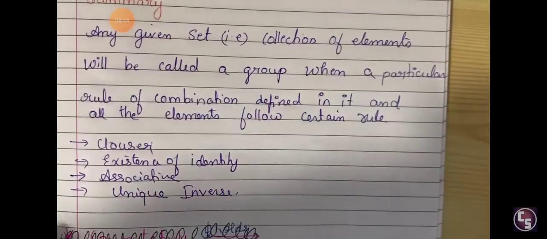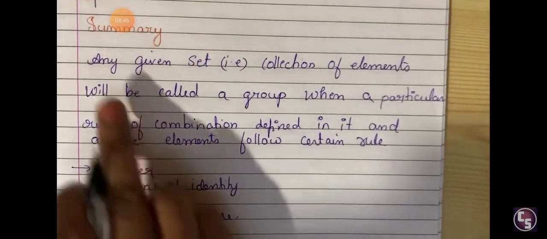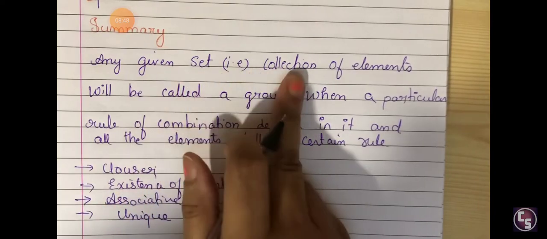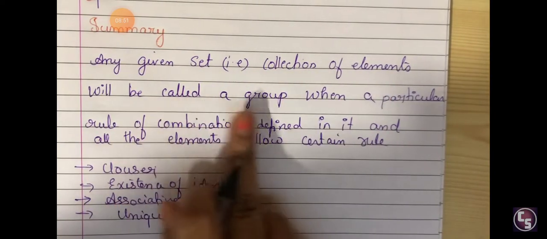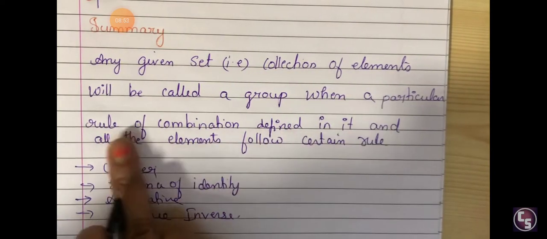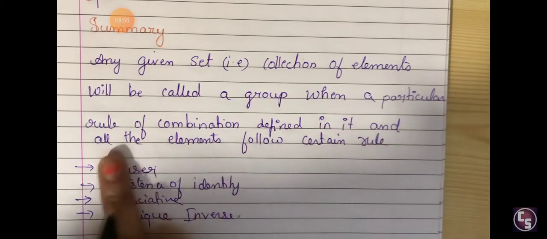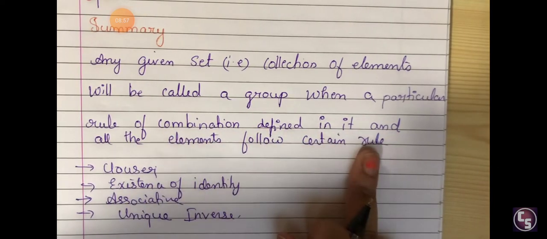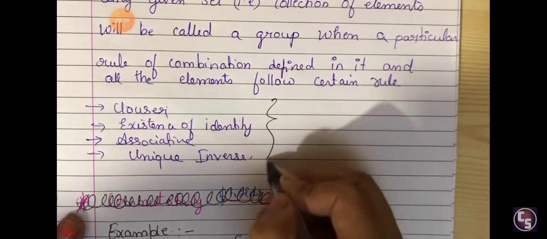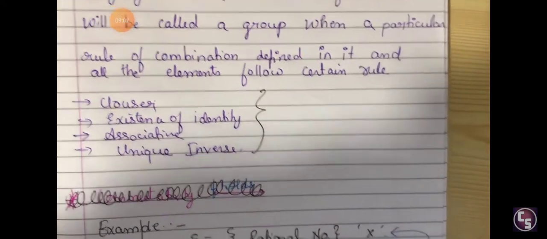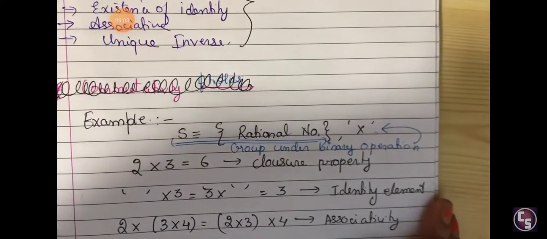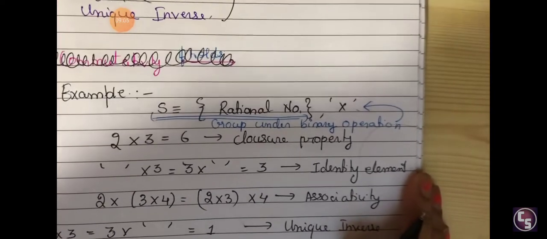Okay. Now let us have a summary. The summary says that any given set, that is a collection of elements, will be called a group when a particular rule of combination is defined and all the elements follow certain rules. And these are the rules which we have seen in this video. Now let me explain all these laws by taking a real example.